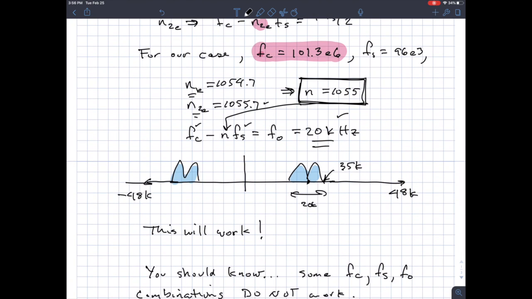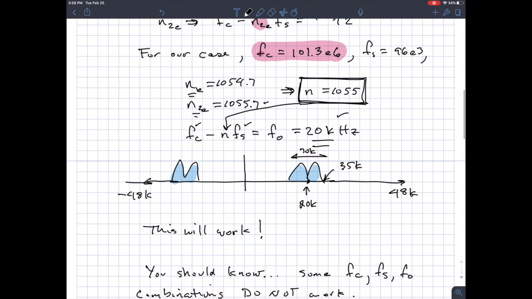The way you can tell is you sketch the spectrum. I know that the spectrum is now centered at 20 kilohertz. The bandwidth of the signal is 15 kilohertz times 2, so 15 in each direction. So this upper edge would be 35 kilohertz. Then I look at the Nyquist interval. This is what matters: does it fit within the Nyquist interval? Yes, 35 is smaller than 48. So everything worked.